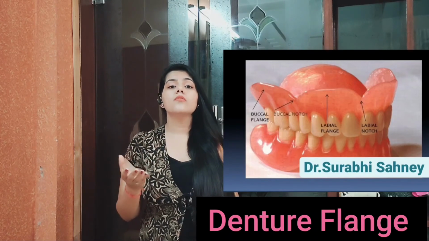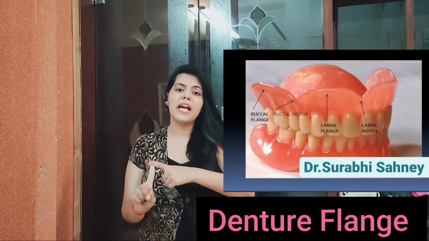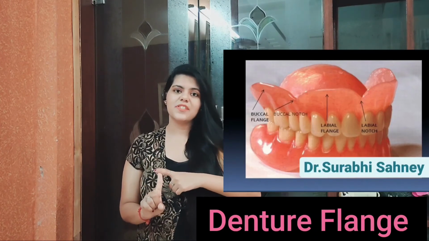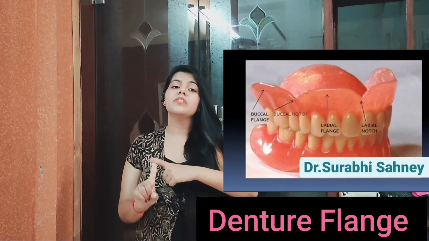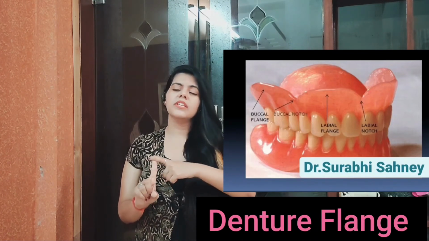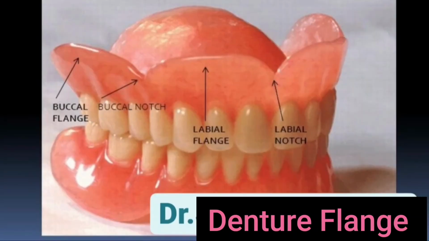Now if we talked about the different types of the flange, the first type is labial flange. Again, as the name suggests, that portion of the denture which extend into the labial vestibule of the mouth is known as labial flange. As you can see in the picture, it is the V-shaped notch and it is present labially, providing the lip support and good aesthetic lip support.